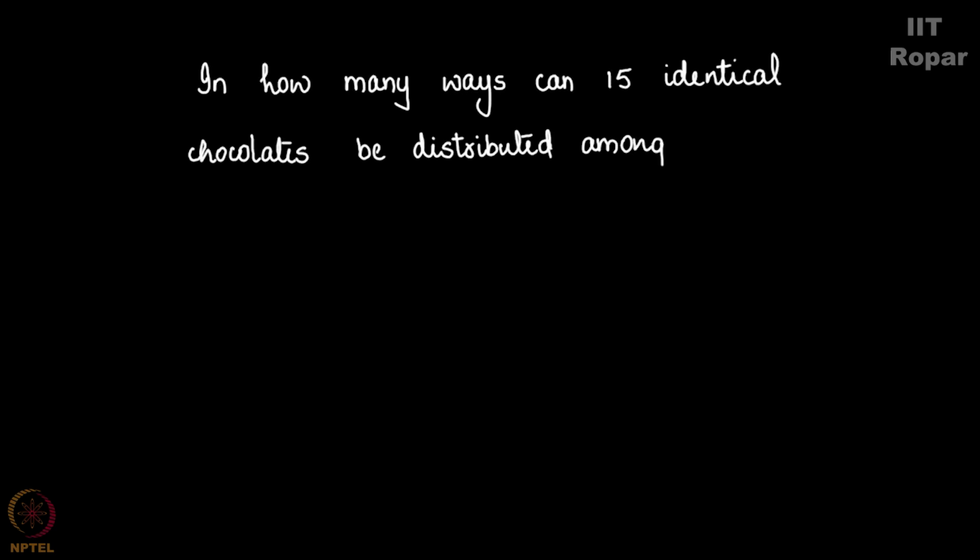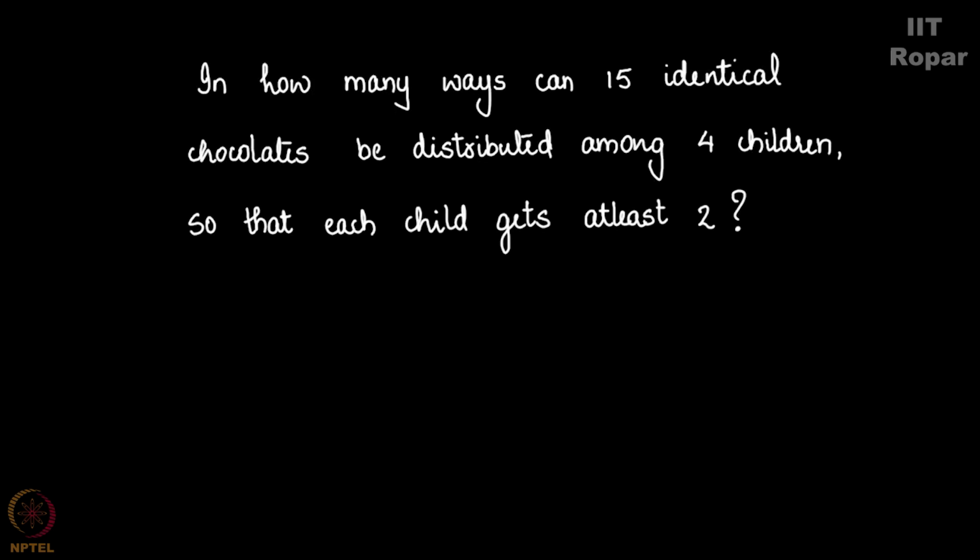Here goes another question. In how many ways can 15 identical chocolates be distributed among 4 children so that each child gets at least 2 chocolates? So we have 15 chocolates, identical ones, and it has to be distributed among 4 children so that each child gets at least 2. Let us enumerate a few valid possibilities.